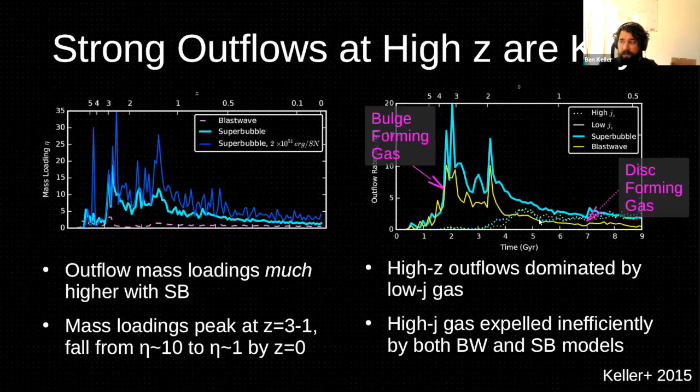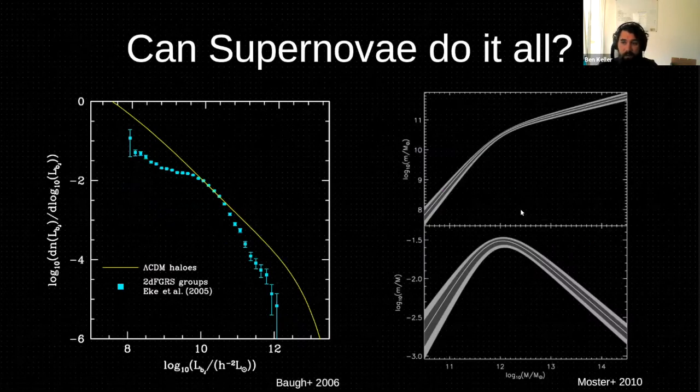This ultimately means that you're throwing out the bulge-forming gas more effectively than the disk-forming gas, allowing you to still make a thin stellar disk without overproducing stars within that central bulge. And with this, we can actually start now asking questions in more detail about how this feedback-driven outflow process works.